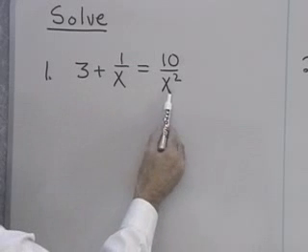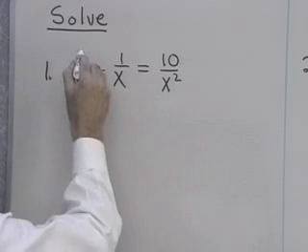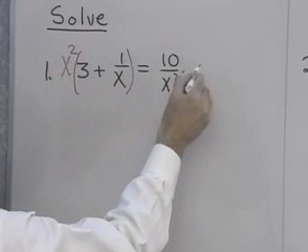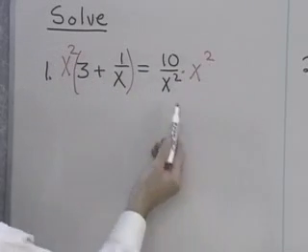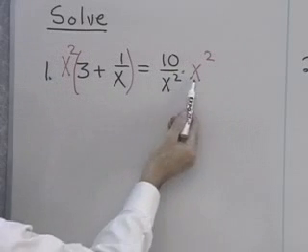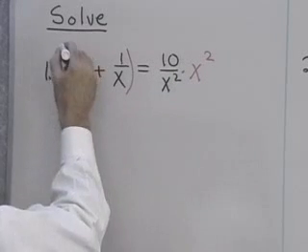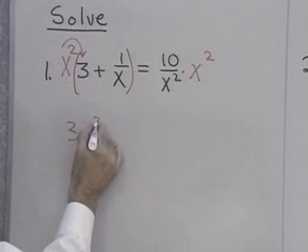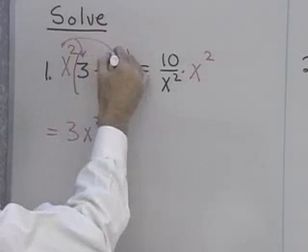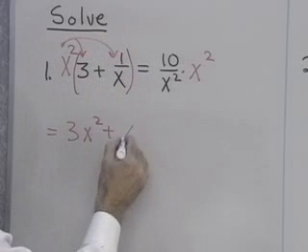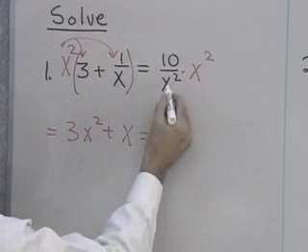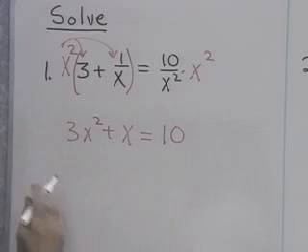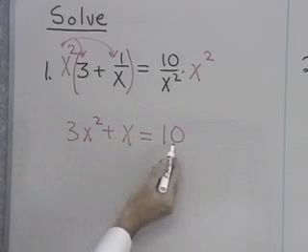Well, what I'm going to do to begin this problem right here is clear it of fractions. I'll take my least common denominator, which is x squared, and simply multiply both sides by it. Now I'm not going to let x be 0 anyway, so I know I haven't multiplied both sides by 0. x squared times 3 will be 3x squared. x squared times 1 over x will be x. And then 10 over x squared times x squared will be 10. So I end up with 3x squared plus x is equal to 10.